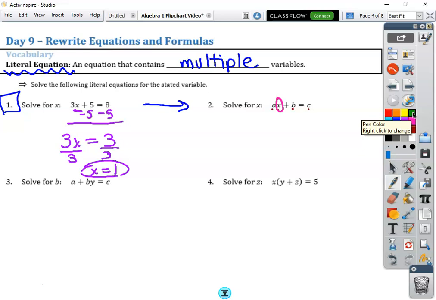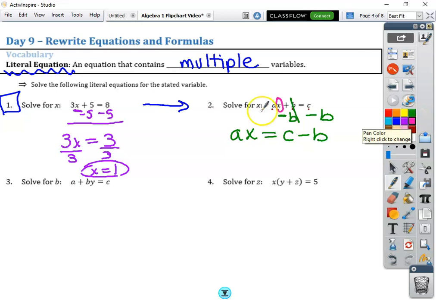So let's think of what we did over here. First, we subtracted 5. Well, let's look over here. The b is by itself. It's kind of known as our constant. So we're actually going to subtract b from both sides and move it to the other side. So I have ax equals c minus b. Now, I didn't really get rid of anything. I'm just, again, transferring it, moving it to the other side.